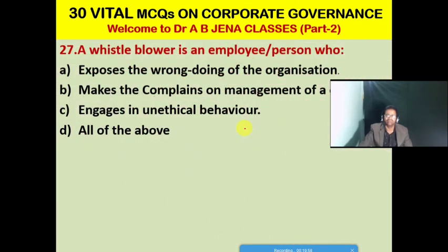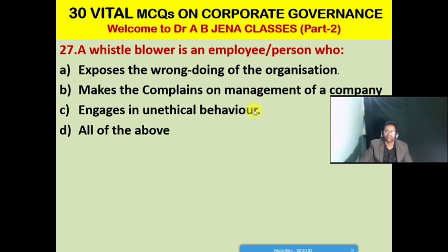So next one MCQ. The whistleblower is an employee or person who, A, exposes the wrongdoing of the organization. B, makes the complaints on management of a company. C, engages in unethical behavior. D, it's all the above.